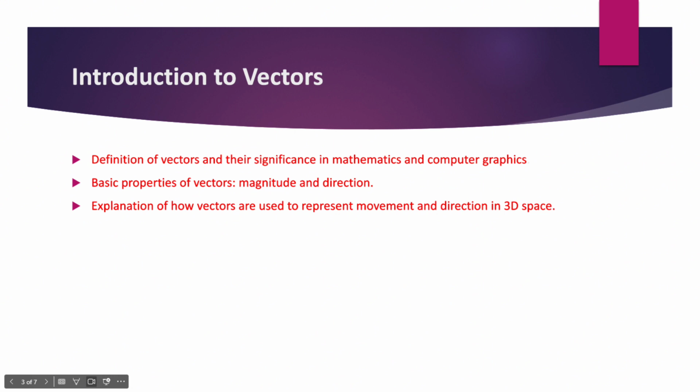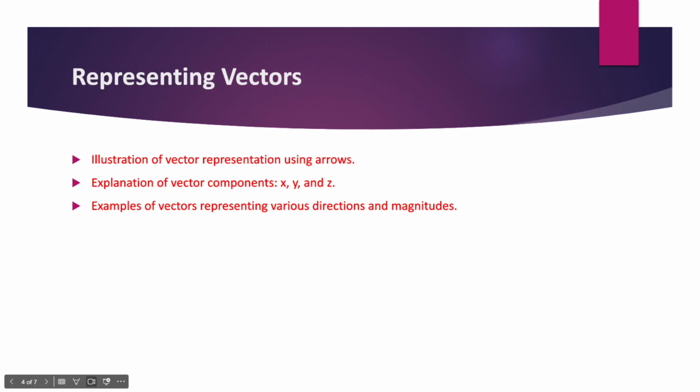Normal vectors. In computer graphics, normal vectors are crucial for shading and rendering, determining how light interacts with surfaces. Operations on vectors. In both mathematics and computer graphics, various operations can be performed on vectors such as addition, subtraction, scalar multiplication, dot product, cross product, and normalization. These operations allow for transformations, calculation of distances, angles, projections, and other manipulations essential for solving problems in both domains.